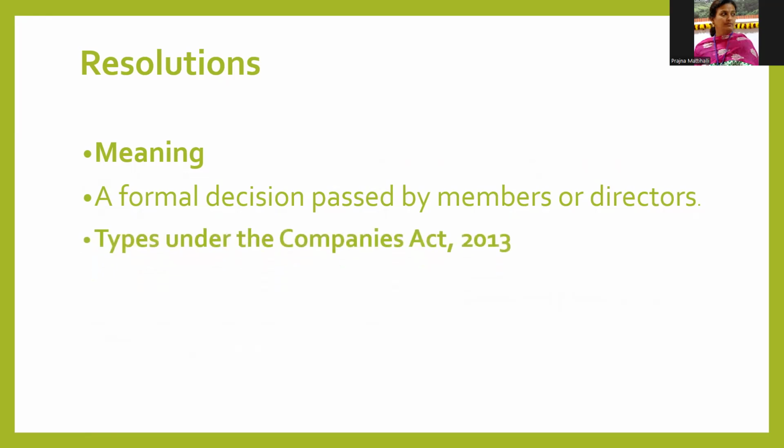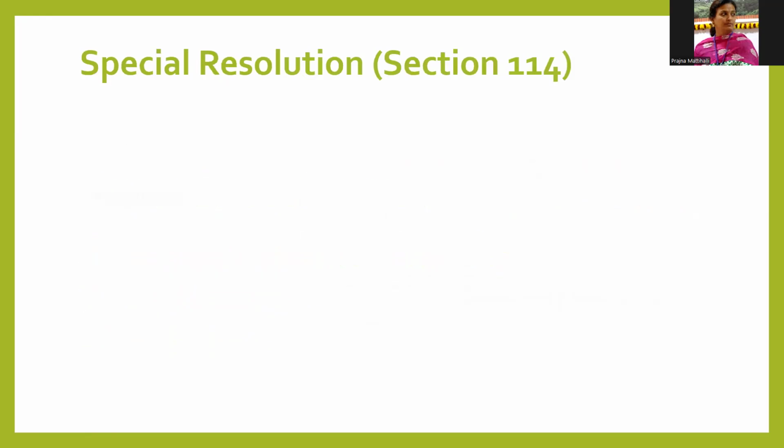Under the Companies Act 2013, there are 2 types of resolution. One is called ordinary resolution, and another one is special resolution. What do you mean by ordinary resolution? It is passed by simple majority. Simple majority means 51%, more than 50%. That means more than half of the gathering. What they support is called decided. What is special resolution?